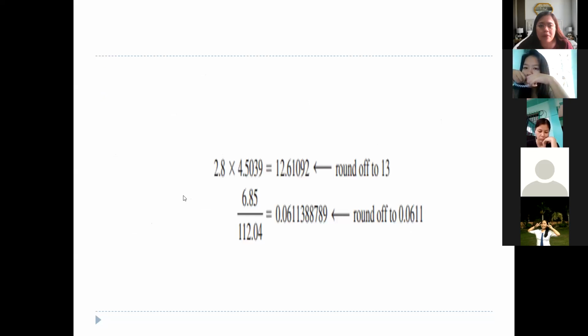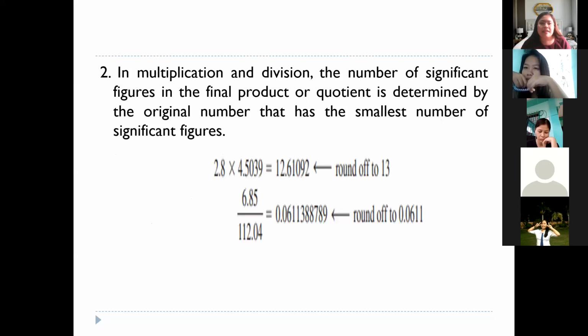So let's have an example for multiplication and division. In multiplication and division, the number of significant figures in the final product or quotient is determined by the original number that has the smallest significant figures. So again, for multiplication and division, the final answer should follow the least number of significant figures in the given.